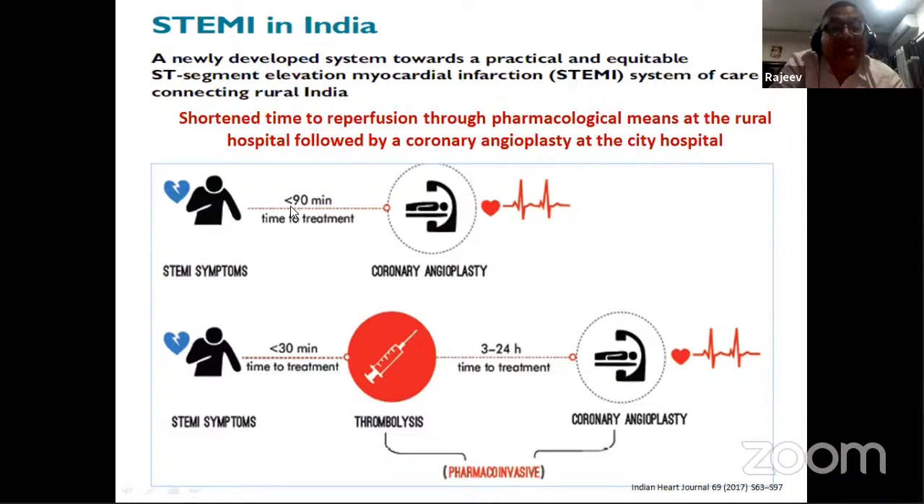Any patients less than 90 minutes time to treatment eligible for angioplasty, please do PCI. But if he has STEMI symptoms less than 30 minutes from treatment, and presents to a non-PCI capable center, do thrombolysis with a pharmacoinvasive approach, and then subject the patient to PCI within 3 to 24 hours. This is the substance of the concept.